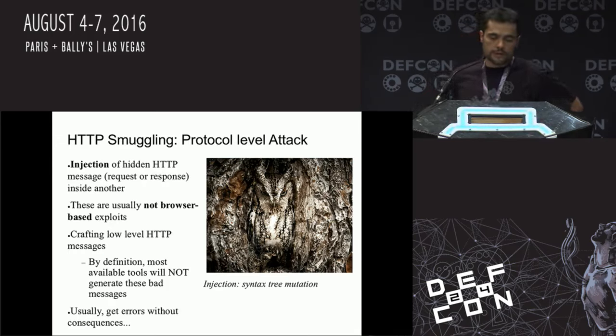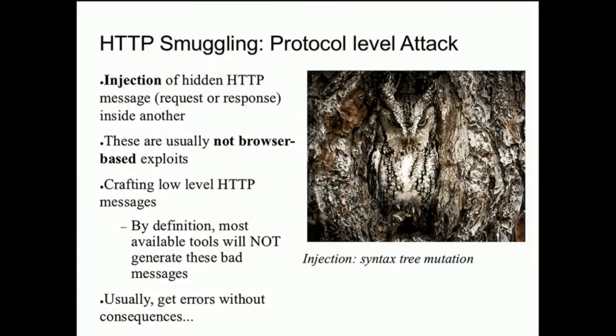So, what is HTTP smuggling? It's a protocol level attack. So it's injection, and everything always is injection. Here, we are going to inject HTTP in HTTP. So we're going to have more requests or more responses than we should. And to do this, we'll craft low-level HTTP messages. By definition, you cannot do this with a browser or an HTTP library because they do not make mistakes. So the goal is to make mistakes. And when you make mistakes, usually you get errors, but not always.